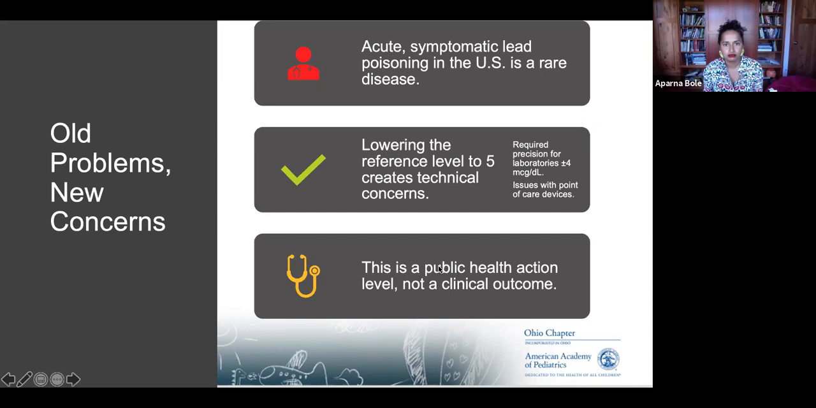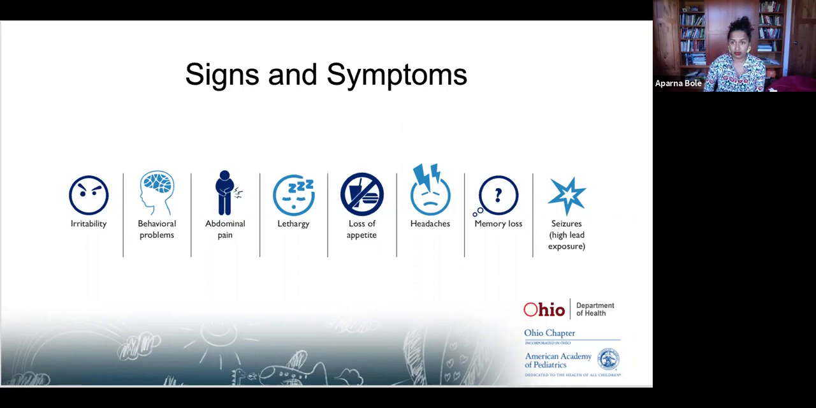So as I said, the prevalence of acute symptomatic lead poisoning is uncommon. But when it occurs, here are some of the signs and symptoms. Changes in mental status can be manifest as irritability, changes in behavior, headaches at very high levels, seizures, lethargy, and then abdominal pain and loss of appetite as well.